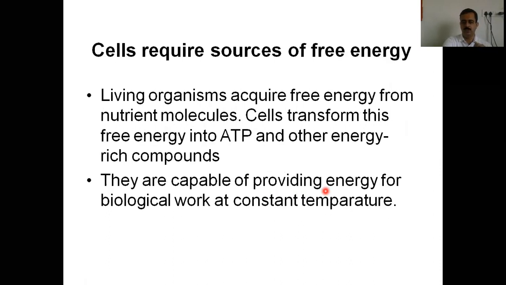Now, cells require a source of free energy. Why does the cell require it? Living organisms acquire free energy from nutrient molecules. Cells transform this free energy into ATP, another energy-rich compound. So what is the use of the energy to the cell? It converts most of its energy into ATP, adenosine triphosphate. We have already seen this part in terms of enzymes. They are capable of providing energy for biological work at constant temperature. So this ATP is utilized for the metabolism of that particular cell, and utilization of ATP results in proper metabolism of the cell.